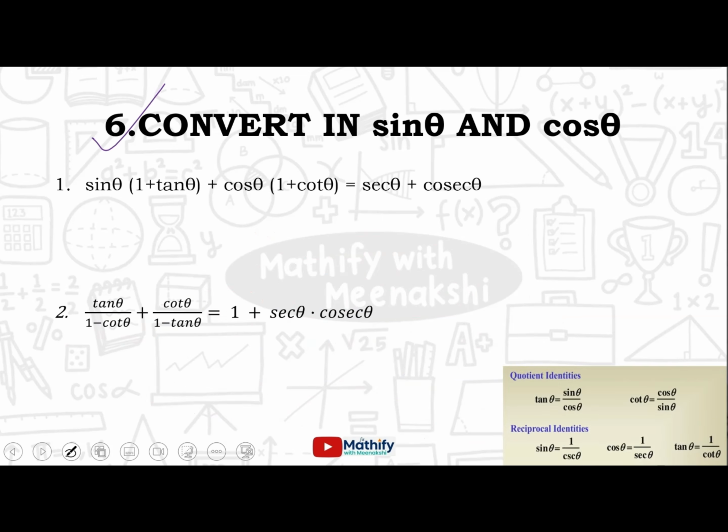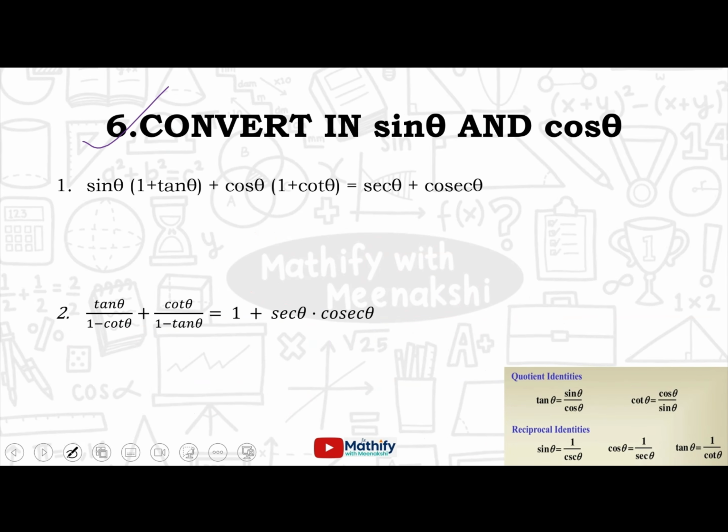Convert everything in sine theta and cos theta. When you feel that you can't use your trigonometric identities, or you can't take LCM, or you can't do rationalization, at that moment you have only one option: convert everything in sine and cos. For that you can use the quotient as well as reciprocal identities that you already know. So let's move to question number 1.